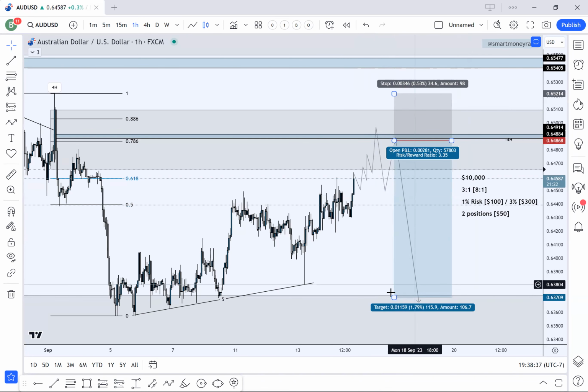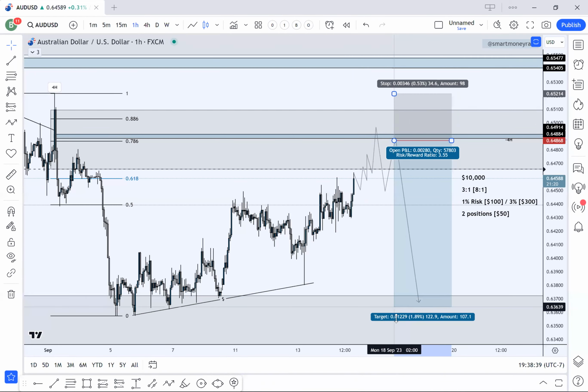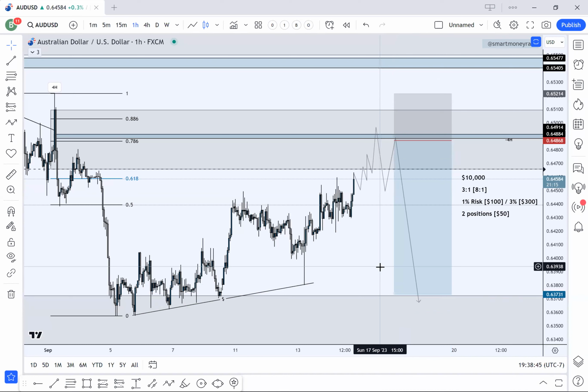And maybe I'll ride the other one all the way down here. Maybe on the other one, I don't set a TP. I'm just going to ride the wave all the way down there. So that's trade management, guys.